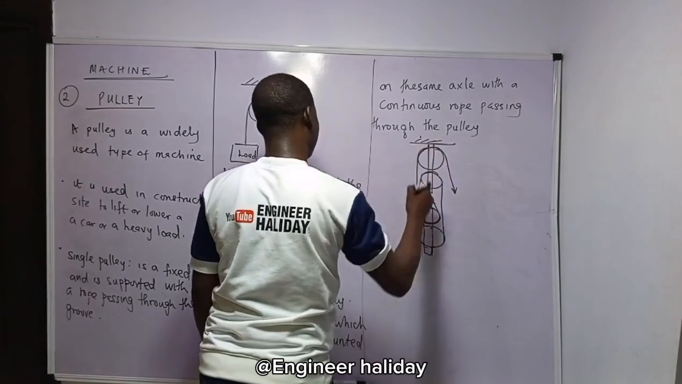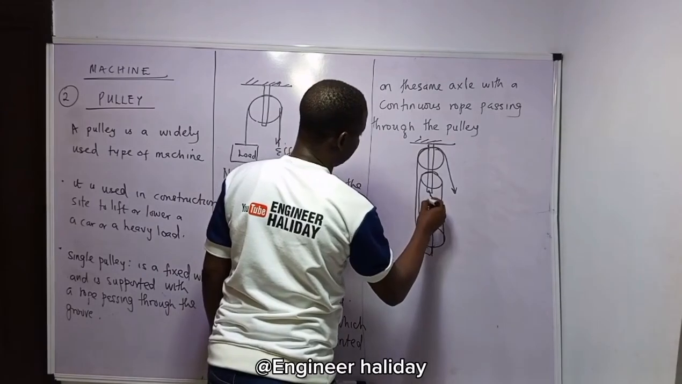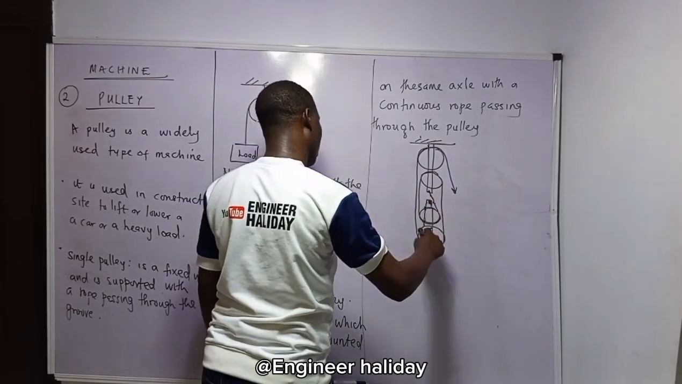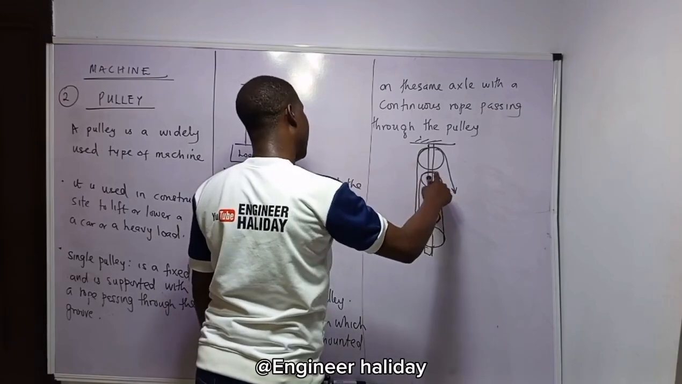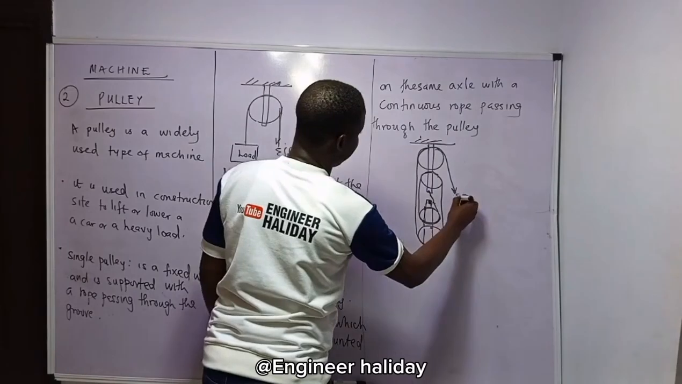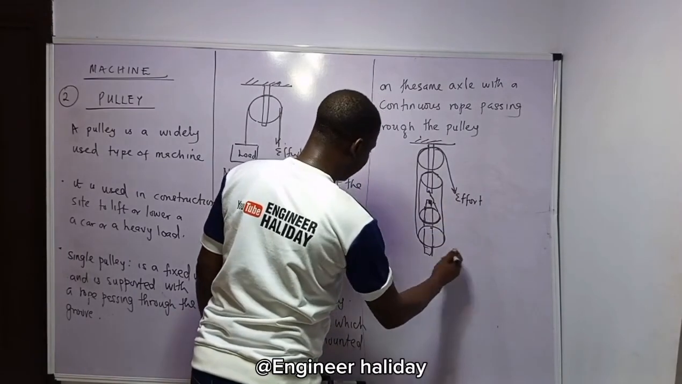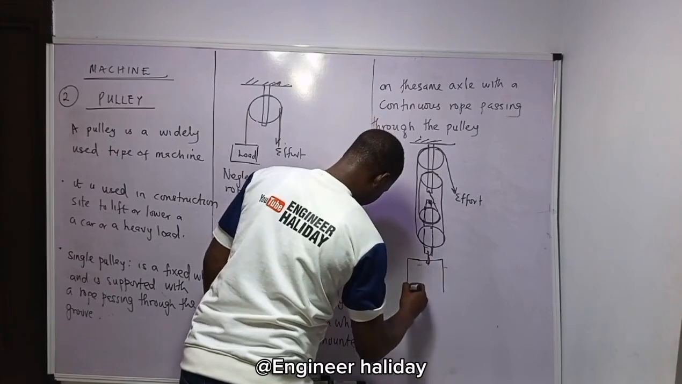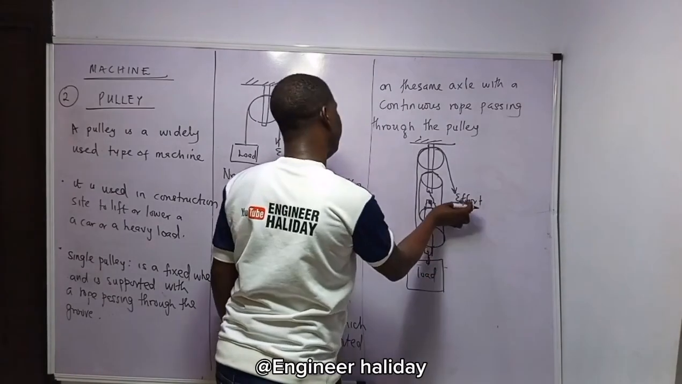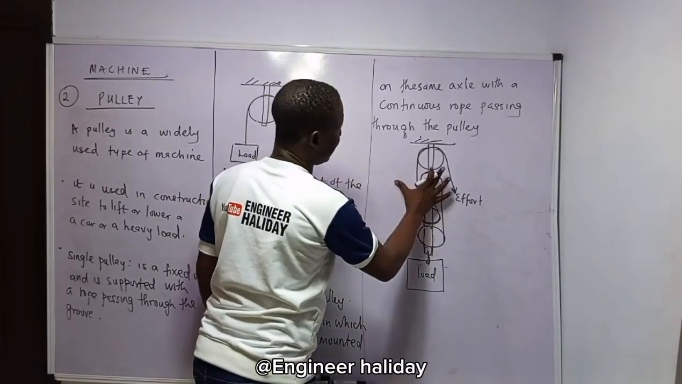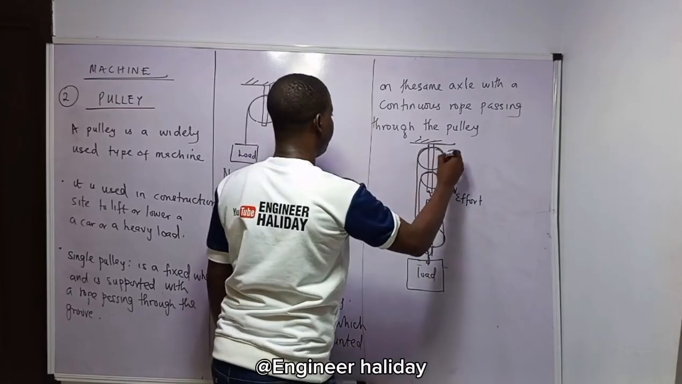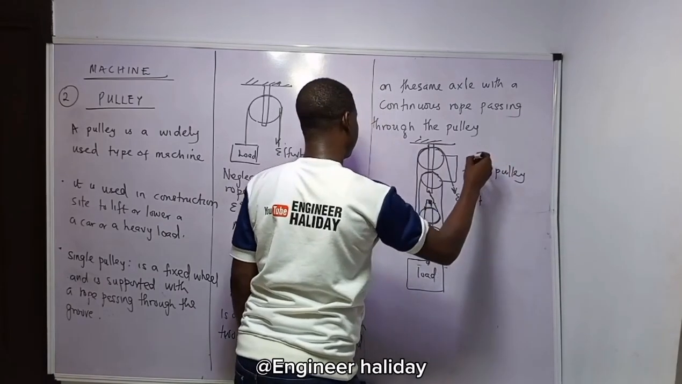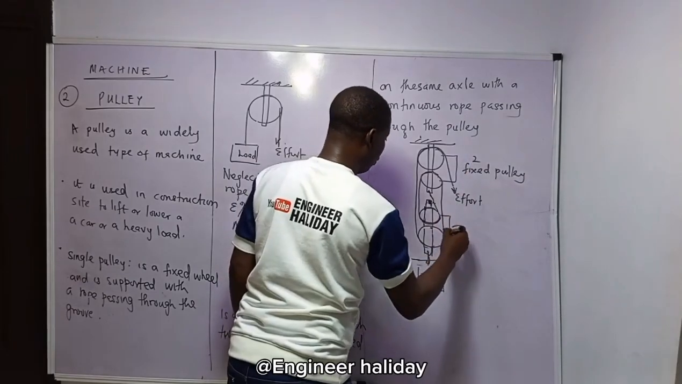This is now the effort. The rope is a continuous one that picks from one pulley to the other. The effort is applied here. If you apply the effort, you lift the load, and the load will be lifted to here. But if you release it, it will go down. So this is a very good analysis of a pulley system that has two fixed pulleys and two movable pulleys.